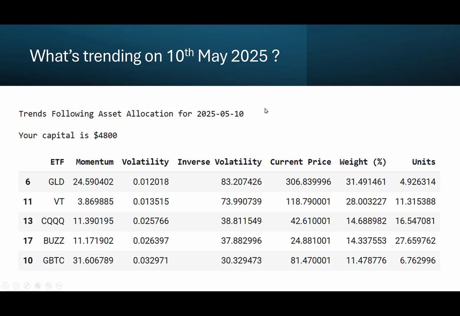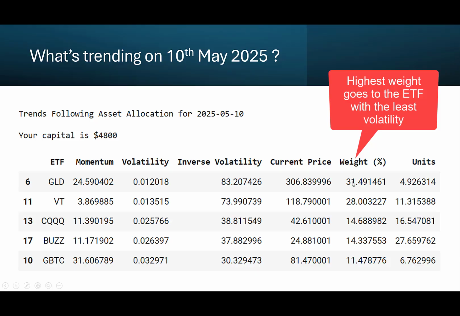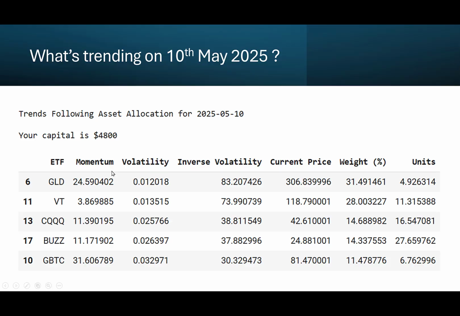All right, so let's talk about what's trending on the 10th of May 2025. What my software has done is list 5 ETFs that are important to everybody, and I'll explain what each ETF stands for. They are also ranked according to the weight, or the proportion of your capital, that needs to be put into the ETF. I'm now going to create another slide that ranks the ETF momentum so that we know what's trending, from the weakest to the strongest.